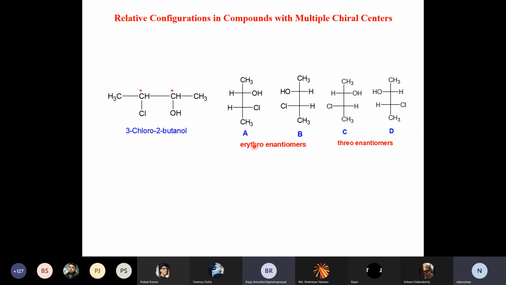Don't answer me. Just write R and S properly for all of A, B, C, D, and then write below what A and B is, what B and C is, C and D, or A and D. What are the diastereomers here?